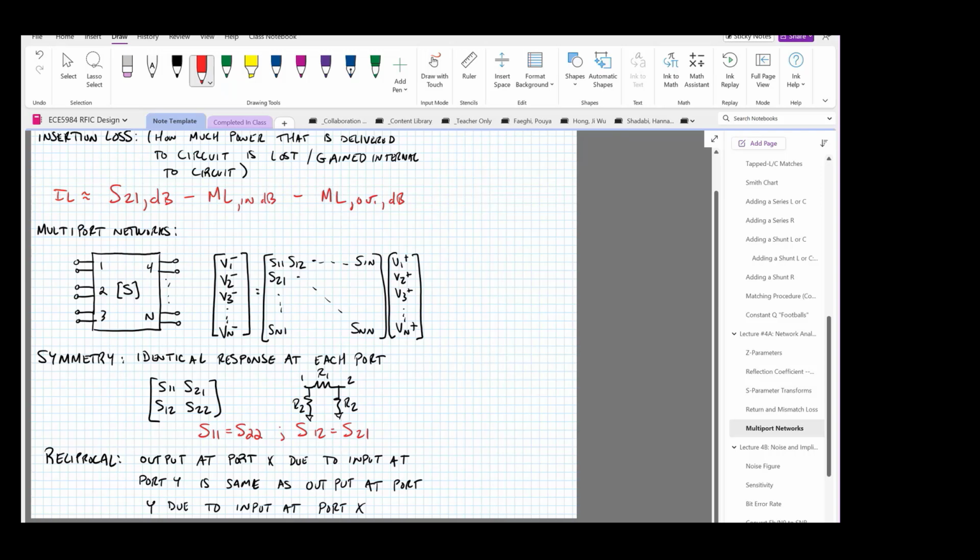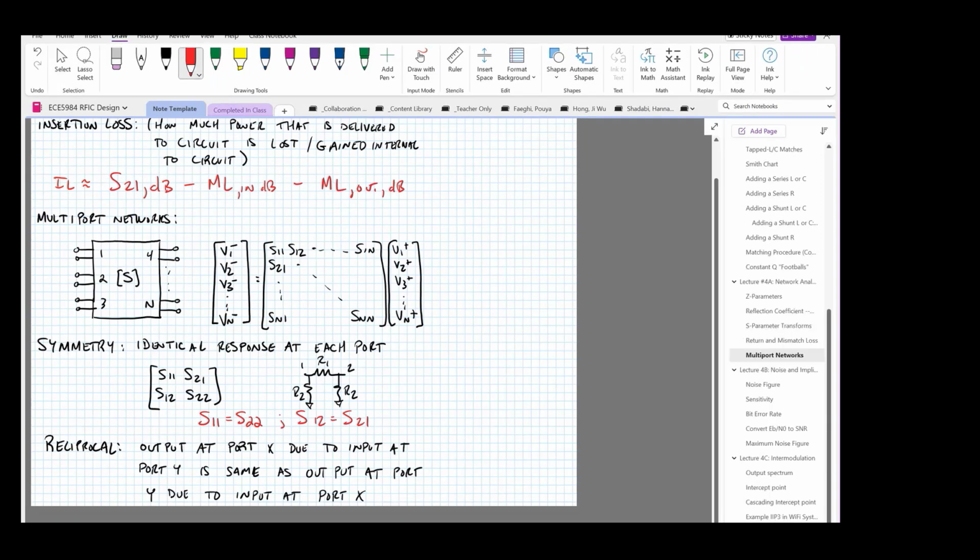All right. Everybody comfortable with S parameters? All right, let me see if I can pull up a few things here before we move on to noise.